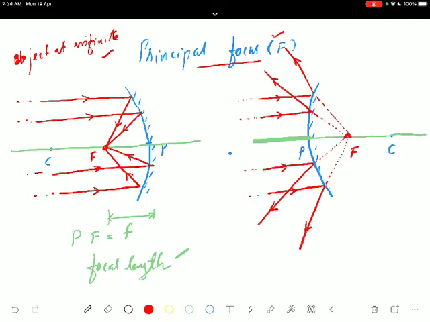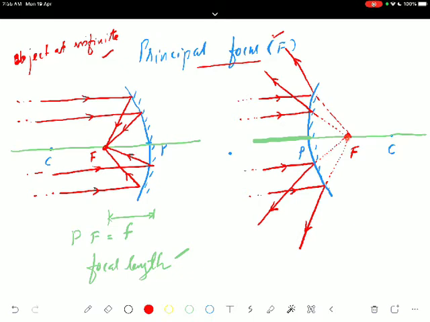So in the case of convex mirror, what you can see here is rays parallel to principal axis. The rays are coming from infinity, that means the object is at infinite distance, for example the sun. After reflection, these are the reflection points, and after reflection they are going in this way. So these rays appear to come from a point here.